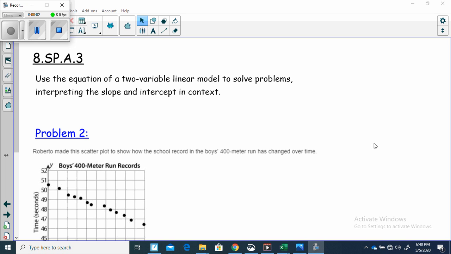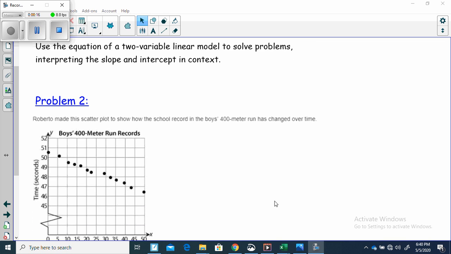This is problem 2 of Standard 8 SPA 3. We're still dealing with statistics and probability, and specifically scatter plots. We're going to use the equation of this scatter plot model to solve problems interpreting slope and intercept in context.